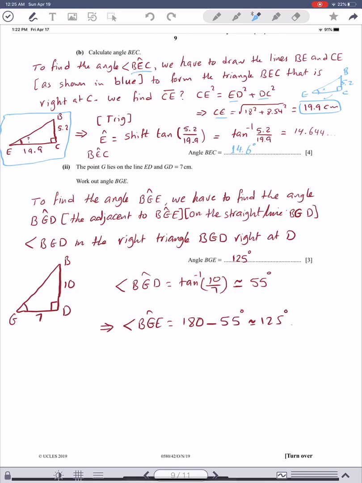So now in the triangle BCE we have 5.2 and 19.9. This is opposite to the angle, this is adjacent, so we can use tan using trigonometry. So the angle E that he wants, or the angle BEC, is tan inverse. How do you do tan inverse? By pressing shift tan of 5.2 over 19.9. You will get the angle.